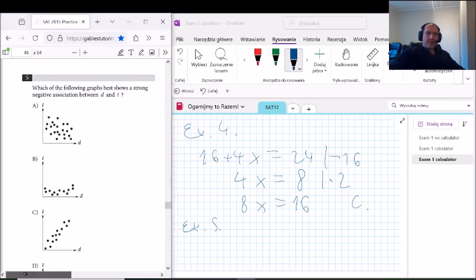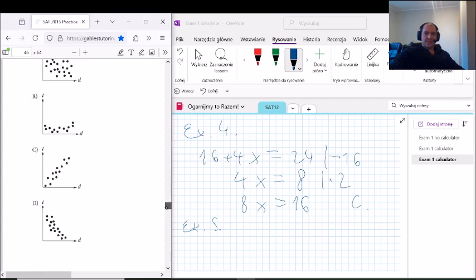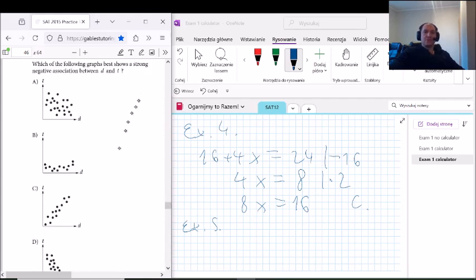Exercise 5. Which of the following graphs best shows a strong negative association between D and T? Oh, I like this question. This is statistics, but true statistics.